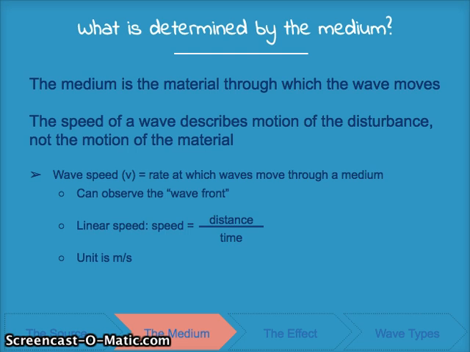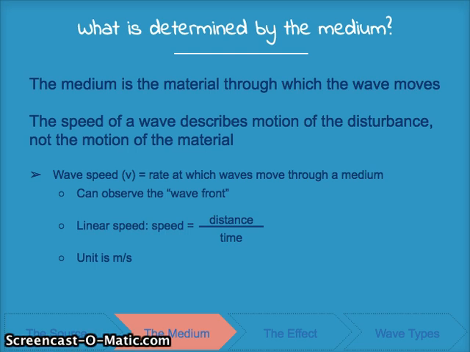Now the medium, or the material that the wave moves through, determines how fast the wave propagates through space. And so that is determined entirely by the material. You cannot control as the source what the speed of the waves is. You can control how often waves are created, but the actual movement of the wave through the material is determined by the material itself, the medium. And you can measure the speed simply the way we've always measured speed, as a distance over a time. The unit is meters per second.